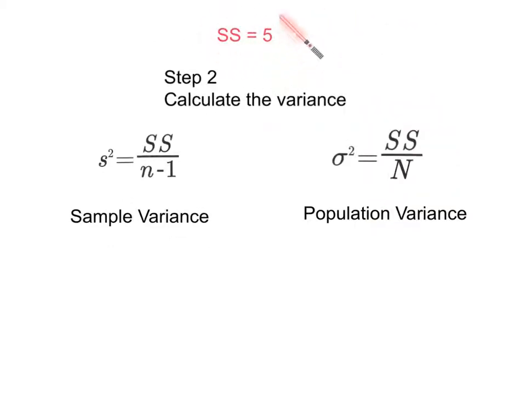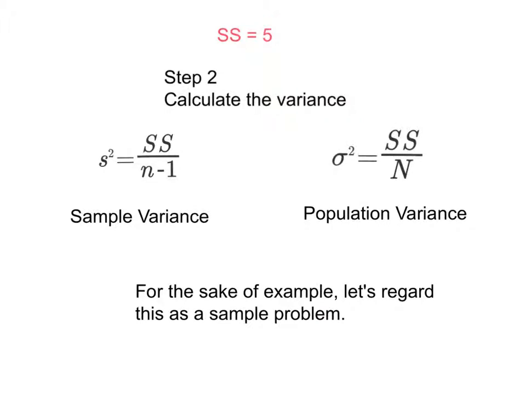Okay, so we have calculated our sum of squares, which is 5, and step 2 is going to be to calculate the variance. So remember that the calculation of the variance depends upon whether or not you're trying to calculate sample variance or population variance. To calculate sample variance, we're going to take the sum of squares and divide by the n of the sample minus 1. To calculate population variance, we take the sum of squares and divide by the n of the population. So for this example, let's just consider this as a sample variance problem. So we're going to be using this little expression right here.